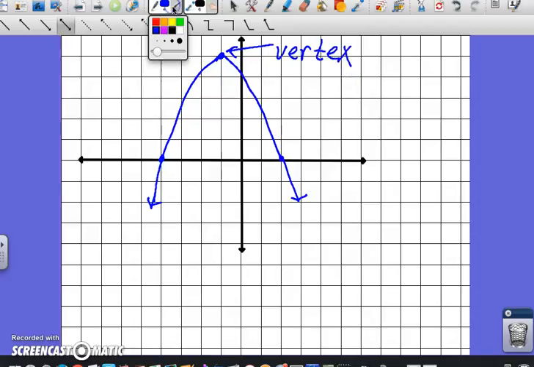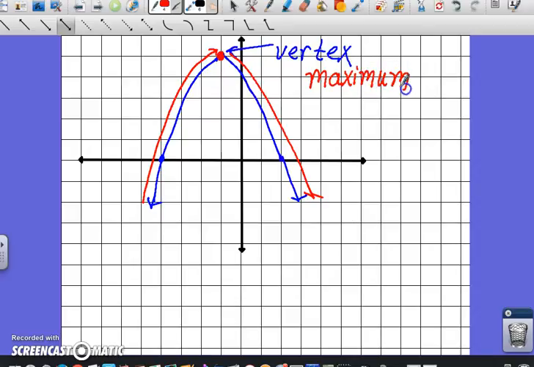Notice that as we examine this thing, okay? So as we examine it, as we look at this side over here, okay? Over here, the graph is going up to this point, and over here it's going down to this point. So the vertex is right here. This vertex happens to be the highest point. So it's not only a vertex, but it's a maximum.